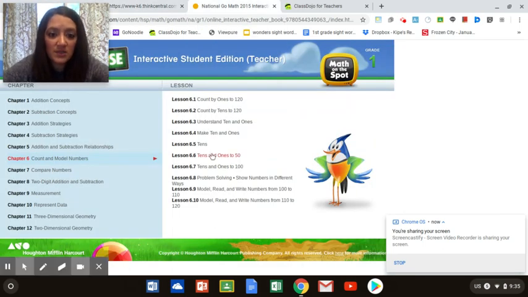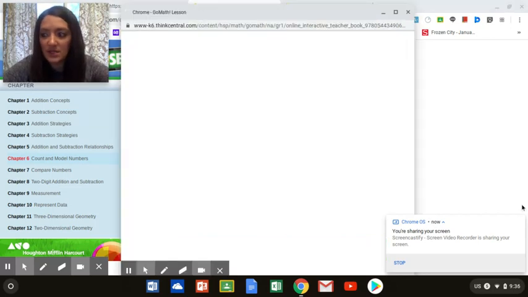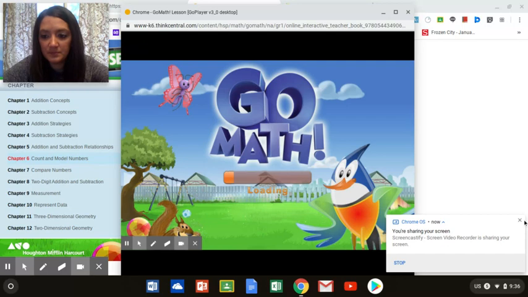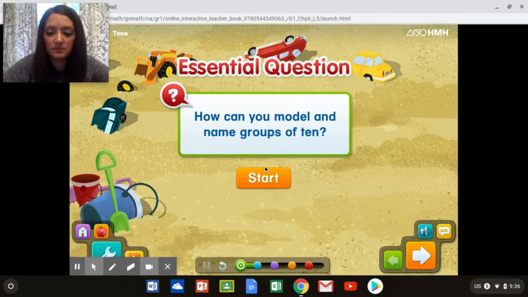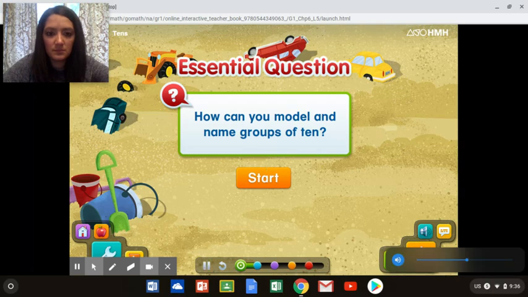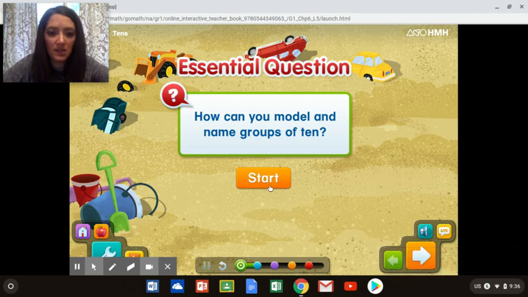Today we are going to be talking about tens. So let's go ahead and take a look at our lesson for today. How can you model and name groups of 10? Here we go.